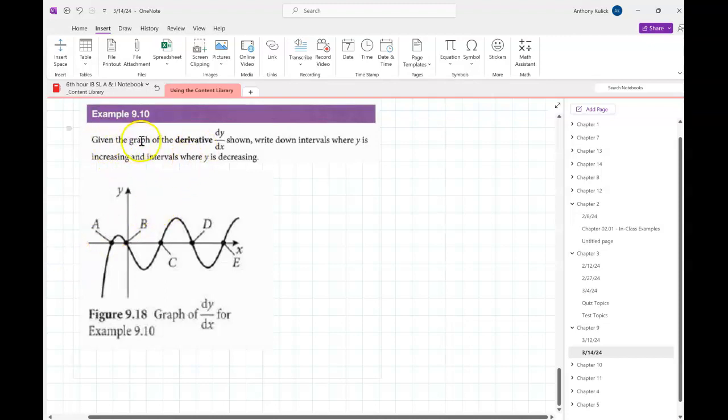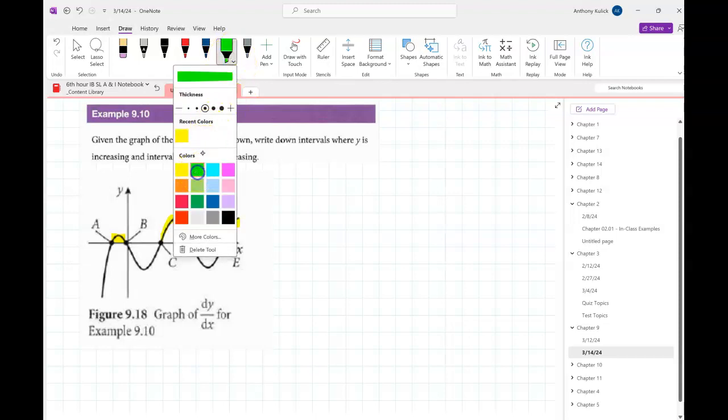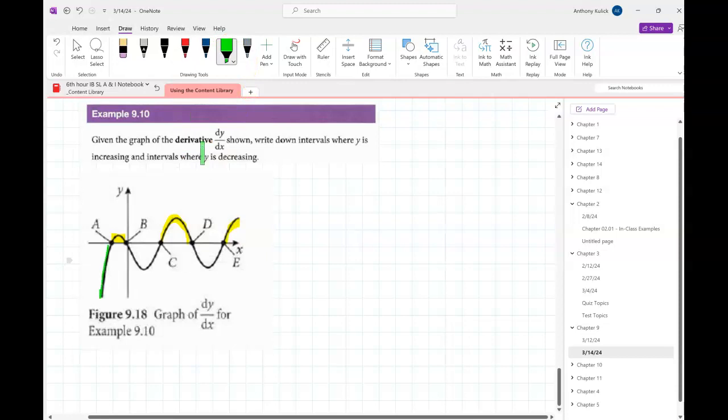All right. So it says the graph of the derivative dy/dx as shown. Write down intervals where y is increasing and intervals where y is decreasing. So when we're looking at the derivative, what part of the graph of the derivative is going to tell us where the function is increasing? Above the x-axis. So I have this section, and this section. Everybody agree? Where is it going to be decreasing? Below the x-axis.